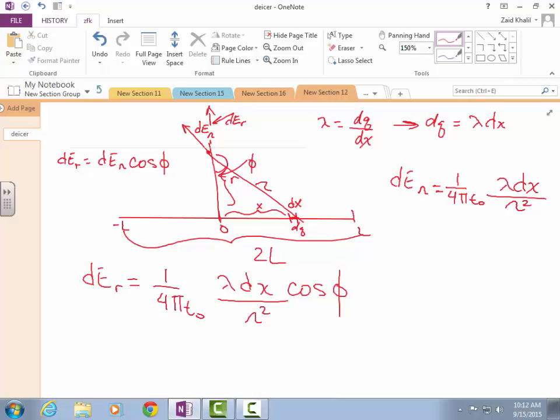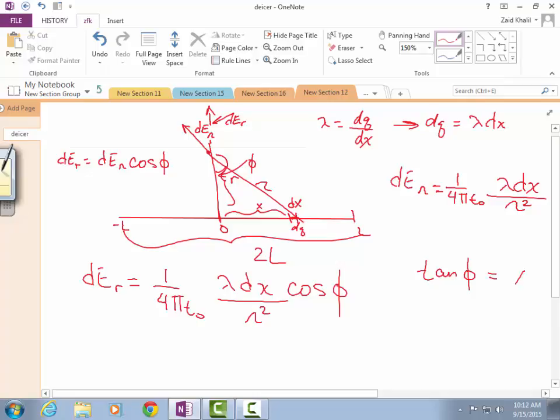So you say, all right, the tangent of phi is equal to what? X over little r. Right? So now you have a direct relationship between x and phi that is not linked to another variable. In other words, x and phi are linked by a constant and a function. What can you do now?